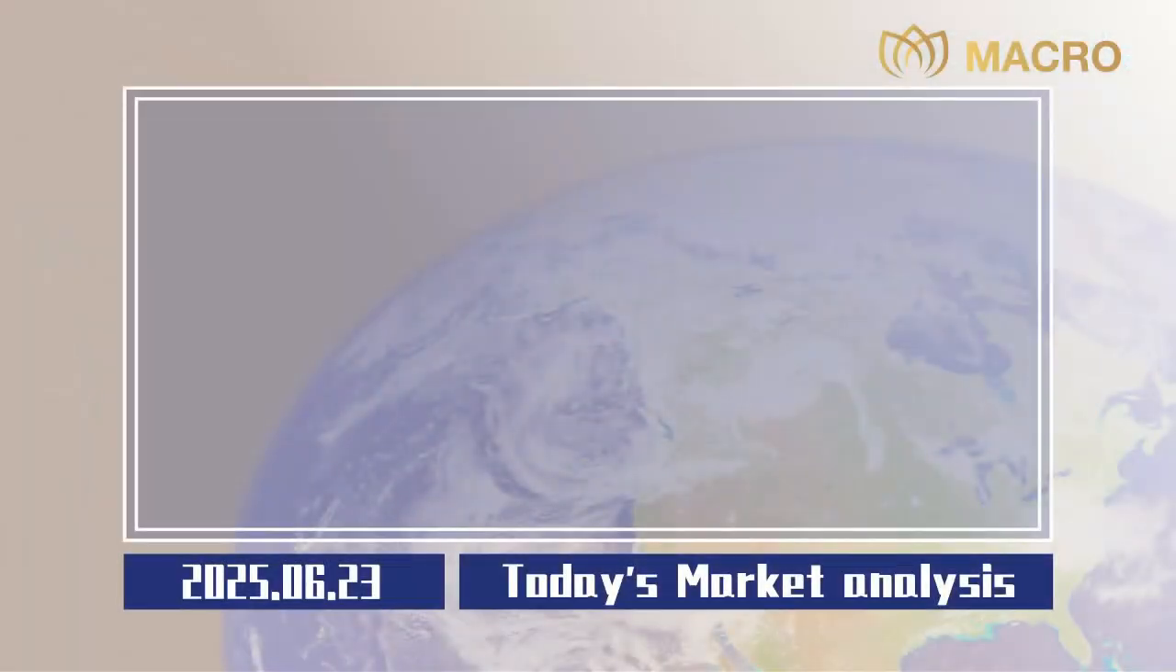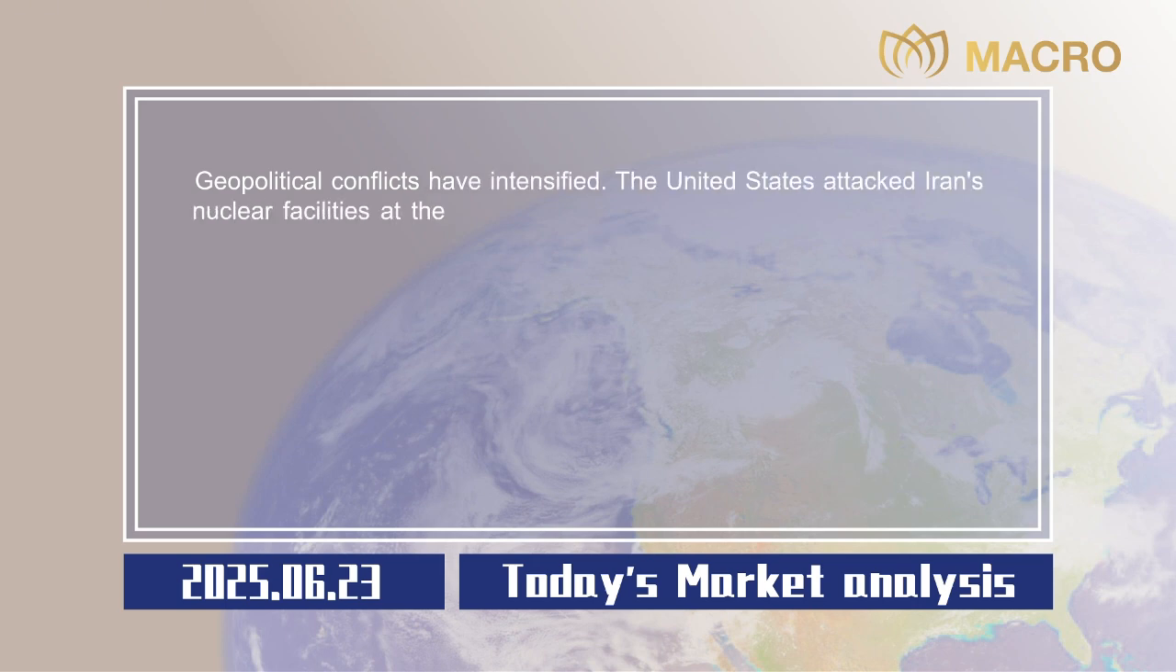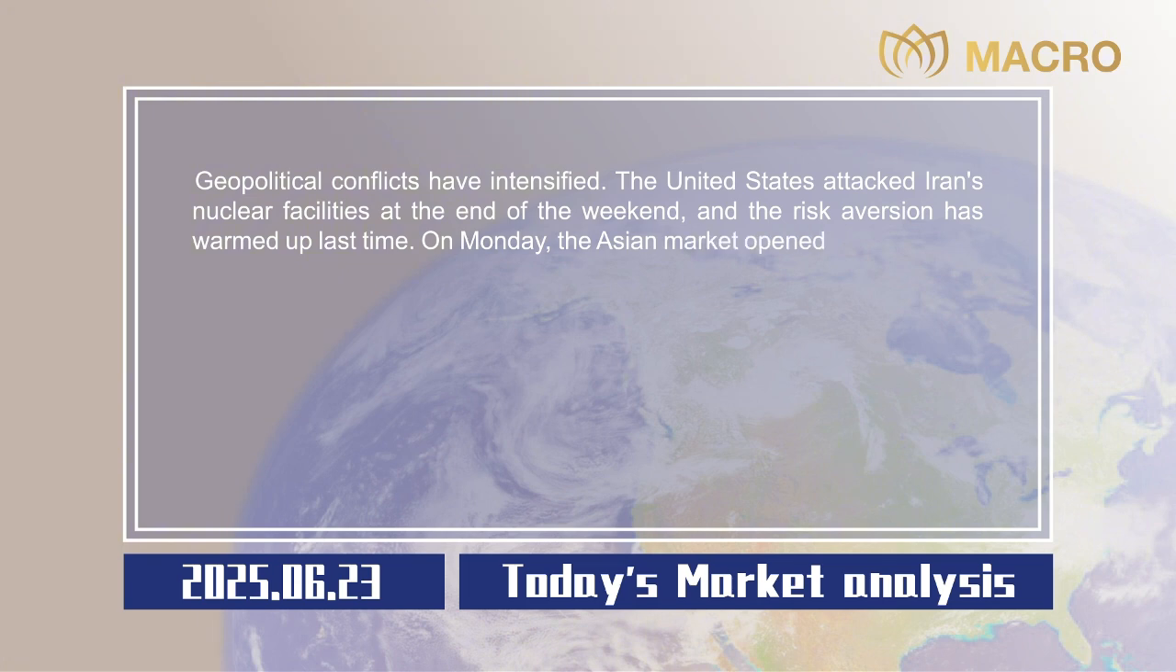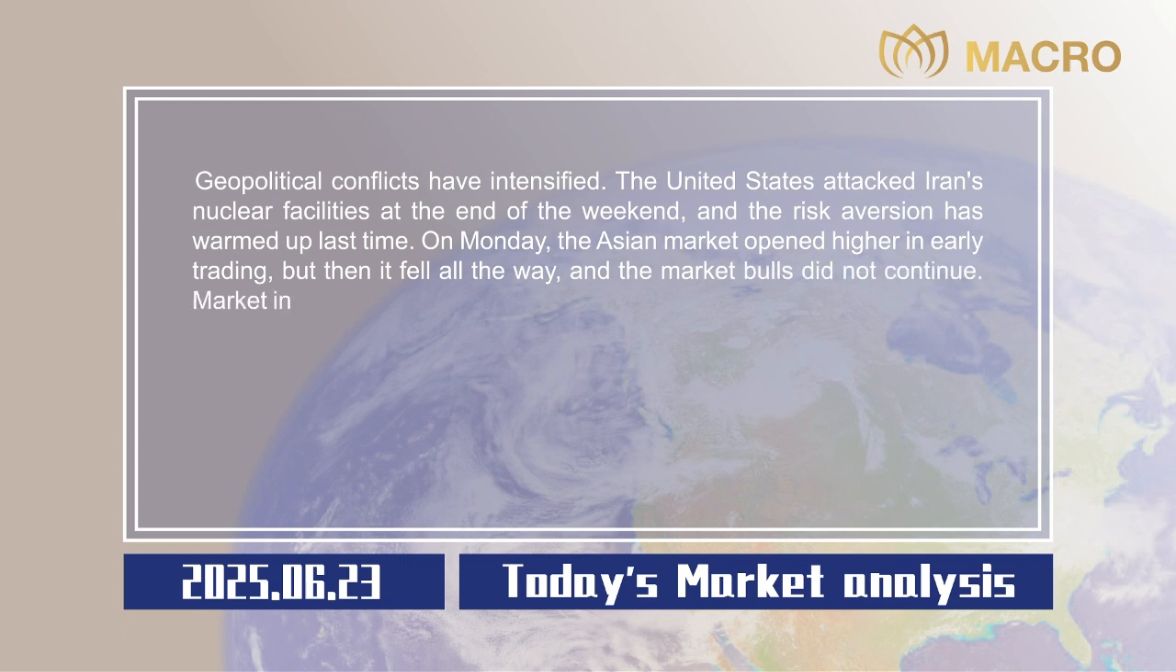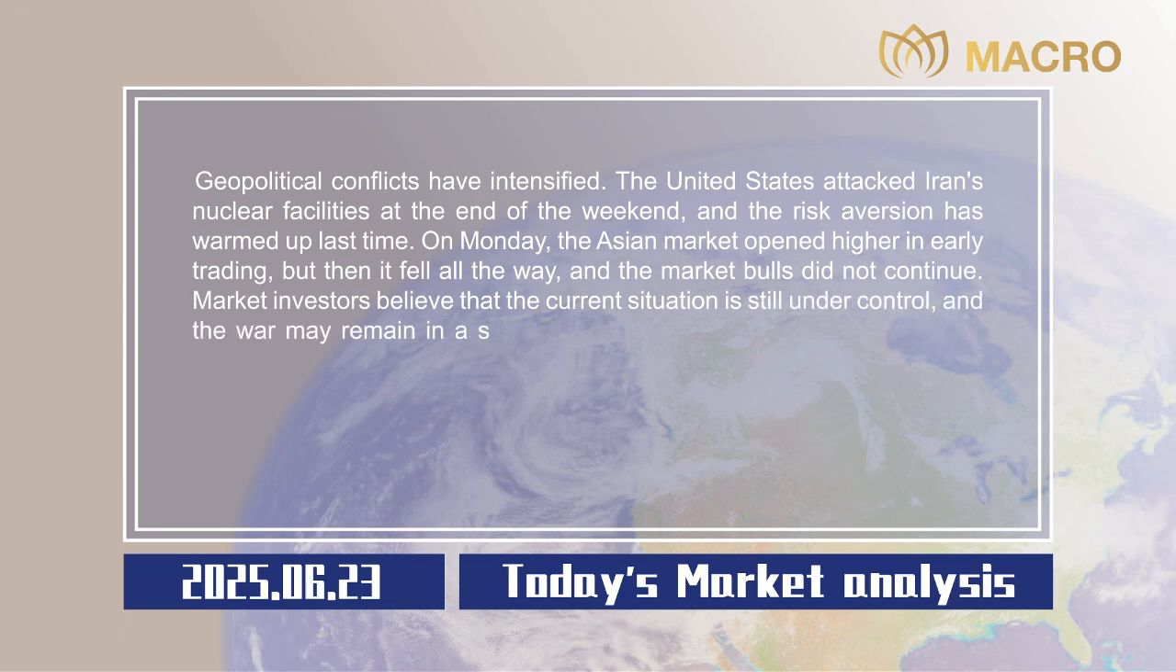Market analysis. Geopolitical conflicts have intensified. The United States attacked Iran's nuclear facilities at the end of the weekend, and risk aversion has warmed up. On Monday, the Asian market opened higher in early trading, but then it fell all the way, and the market bulls did not continue. Market investors believe that the current situation is still under control, and the war may remain in a small range.